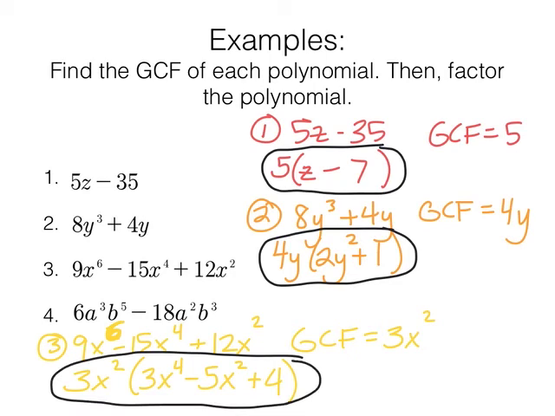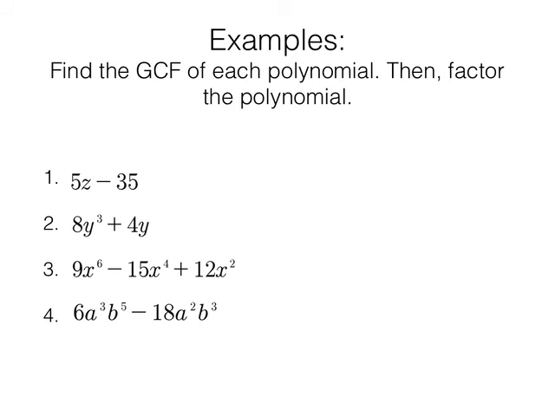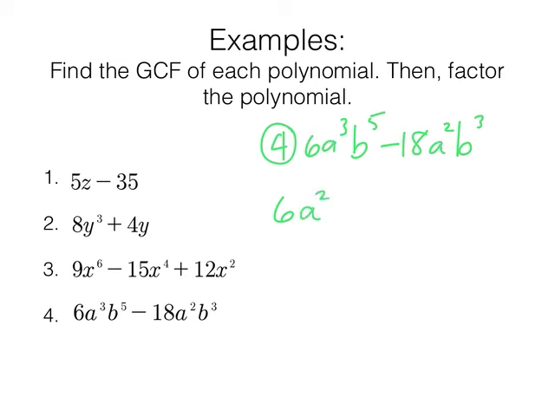And for the last one, number 4, which is 6a cubed b to the 5th minus 18a squared b to the 3rd. All right, 6 and 18, 6 does go into 18, so 6 is part of my greatest common factor. A cubed and a squared, 2 is smaller than 3, so a squared is in my common factor. B cubed over here, b to the 5th over here, b cubed is in my common factor.